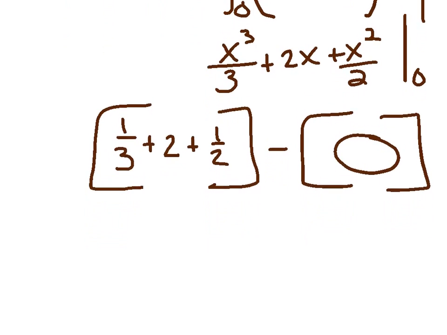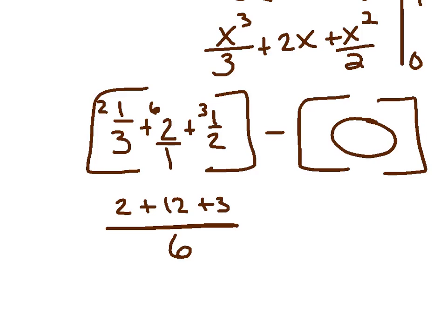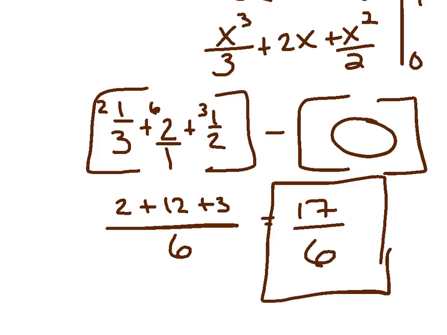Again, this is a non-calculator. You're going to have to be able to add fractions. For those of you that have issues with that, basically I turn everybody into a fraction. I look at my denominators, 3, 1, and 2. They all go into 6. So I'm going to rewrite this fraction with a denominator of 6, which means the 3 gets multiplied by 2, 6, and 3. So I've got 2 plus 12 plus 3 for a total of 17/6. And that is the area of that shaded region.